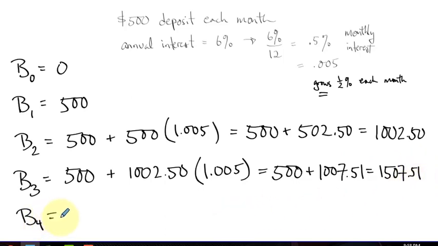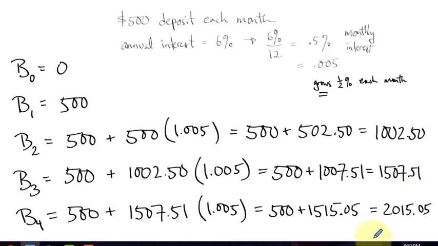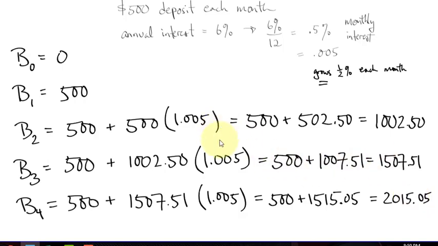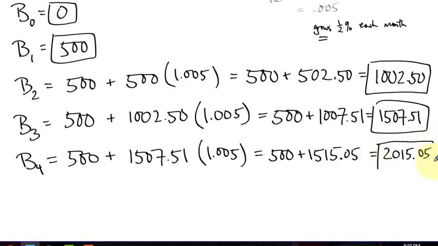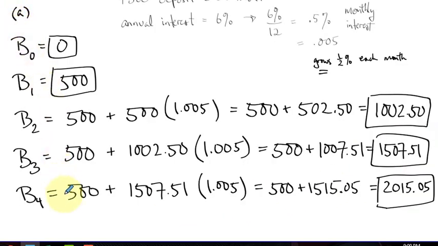So we're at 1507.51. And then the fourth month, at the end of the fourth month, after 4 payments, we'll take the previous amount, get 5% growth, and add another $500. So $500 added to the 5% interest on the previous amount. And so that's the sequence of balances, the first 5 balances. The first 5 balances are 0 and then 500, 1002, 1507, and 2015. This answers part A of the question, to find the first 5 balances.